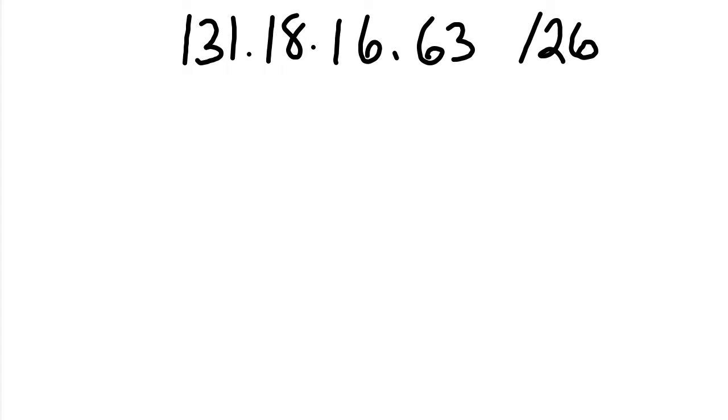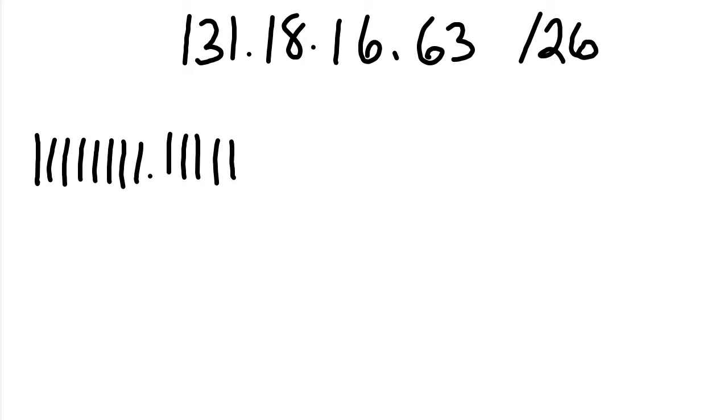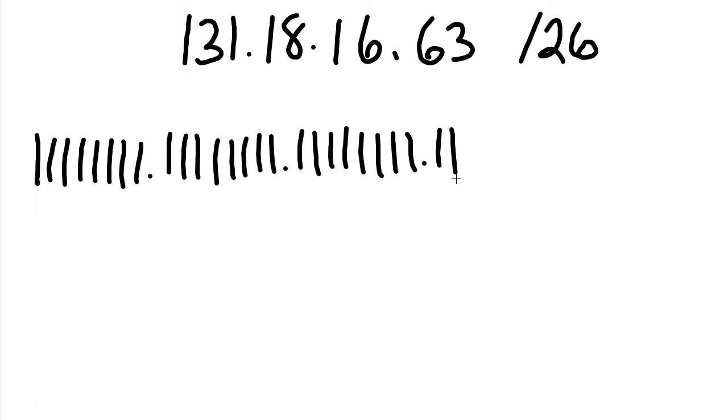So we've got 1, 2, 3, 4, 5, 6, 7, 8, 9, 10, 11, 12, 13, 14, 15, 16, 17, 18, 19, 20, 21, 22, 23, 24, 25, 26. There's our 26 bits of mask, and now the rest of it is going to be zeros: 27, 28, 29, 30, 31, 32. So every subnet mask and every IPv4 address has 32 bits in it.